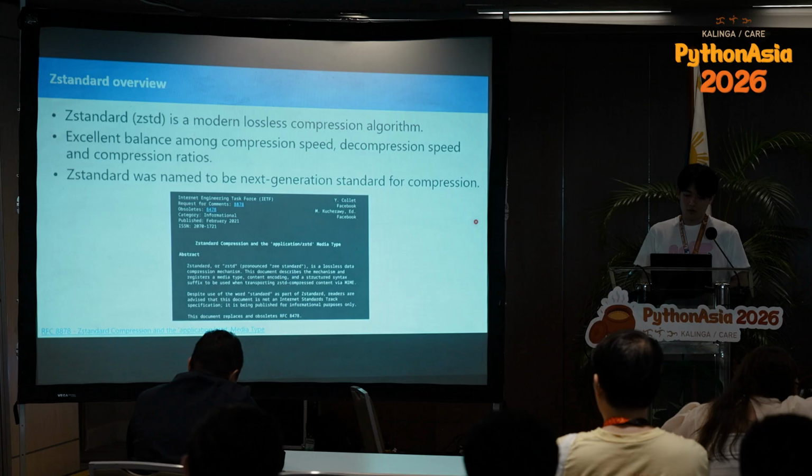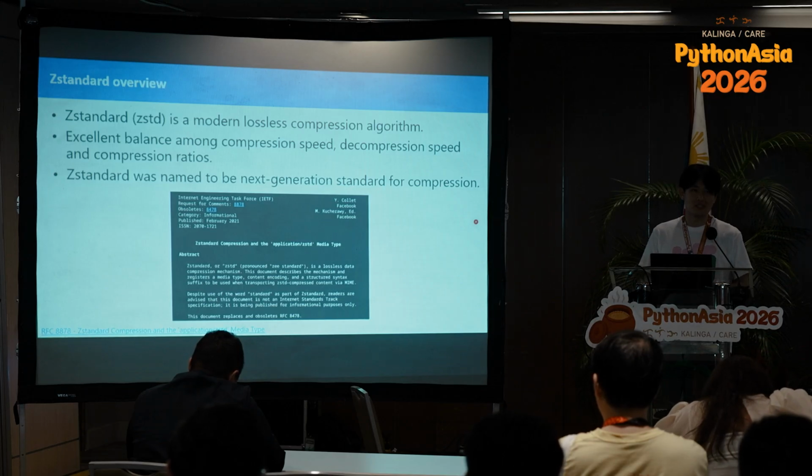Zstandard was defined in RFC 8878 and was designed to be a next-generation standard for compression.